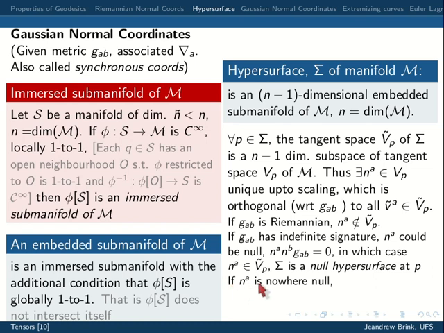Okay, if n is nowhere null, okay, you can normalize it with this condition that n^a n^b g_ab is equal to plus or minus 1. Okay, and that's the normal vector. When it's plus 1, it's basically our time-like vector.